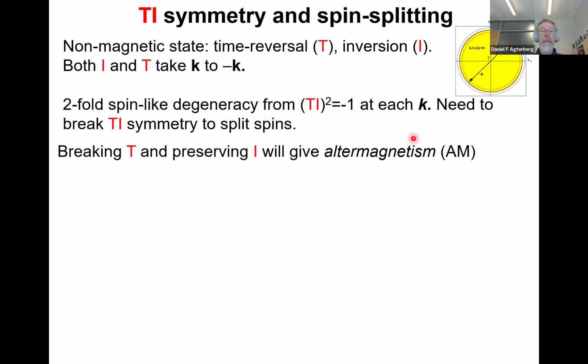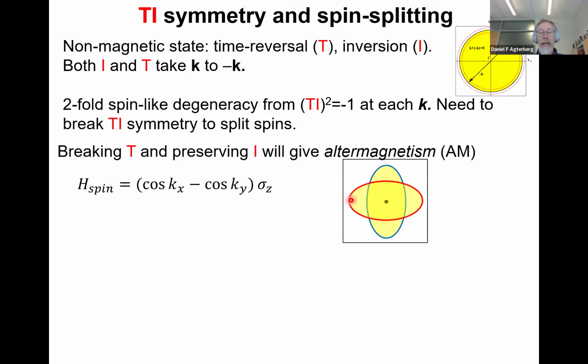The first way is to break time reversal symmetry and preserve inversion symmetry, and that'll give altermagnetism. And I think you've seen a few examples of that already in this workshop. Here in altermagnetism, sigma z denotes my spin matrices. This tells us that spin up and spin down have different band structures and different Fermi surfaces. And here is a picture of a D-wave altermagnet, which satisfies the fact that this is inversion symmetric.